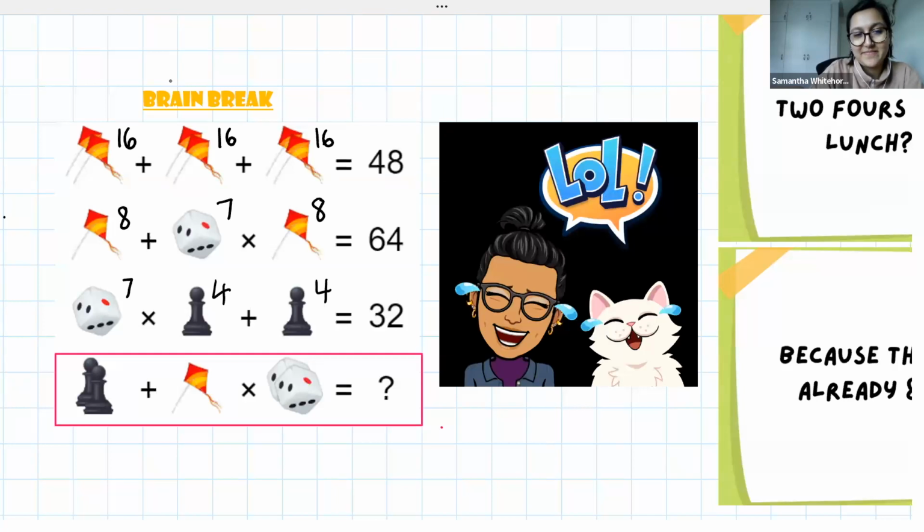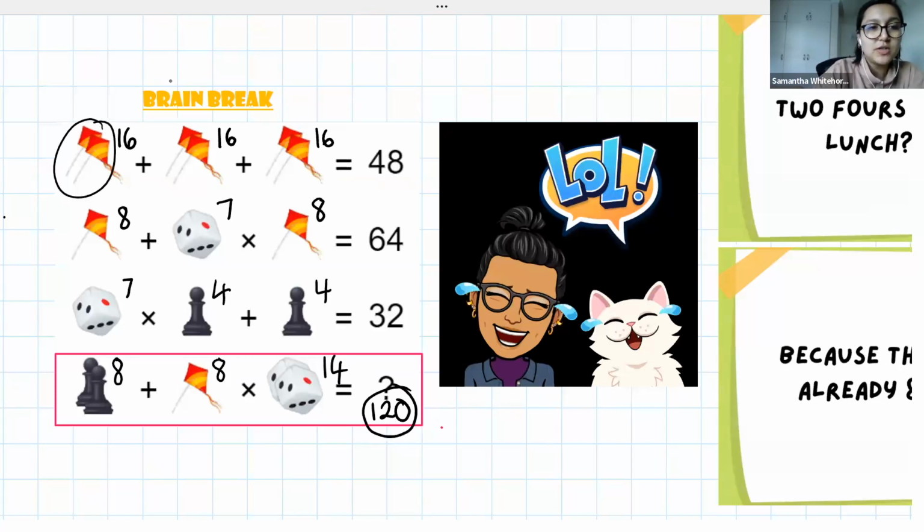And for the fourth one, I saw that the chess pieces are a double, so that means it's 8. So I said 8 plus 8 times 14, and that's 120. Perfect, well done. And guys, really importantly, what Lwazi said there, look out for the doubles.